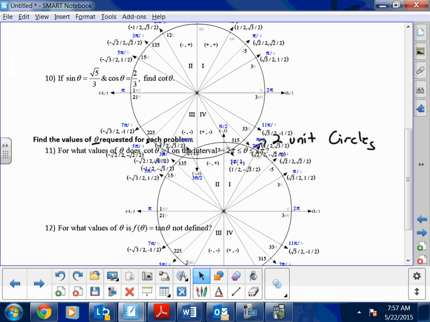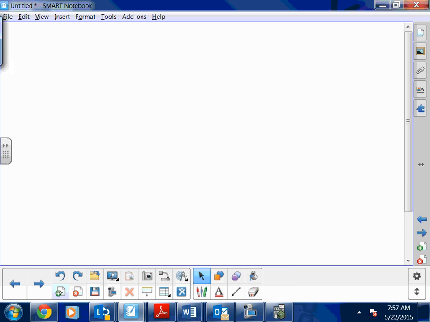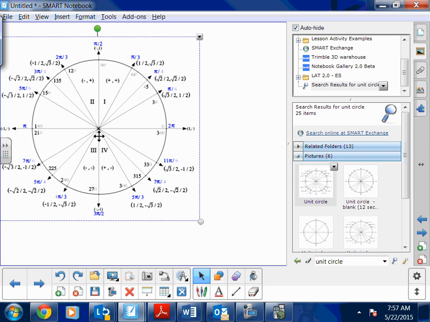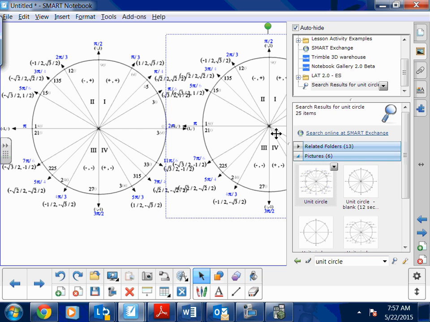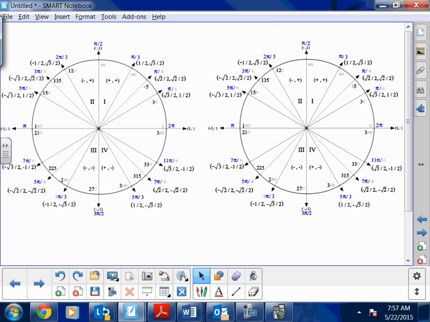Well, let me do this. I'll make a new sheet here, and let me make 2 unit circles. I'll then bring out 2 of them. Here's one, here's the other. Let me position them. Okay. Let's talk about the first unit circle. This is the one where we're going to go in the positive direction. So this one's going to go from 0 to 2 pi to cover that length of things.